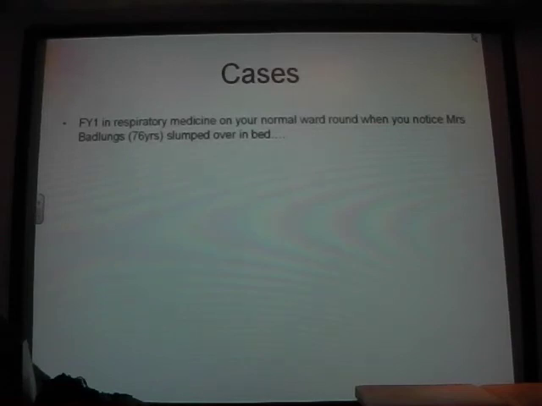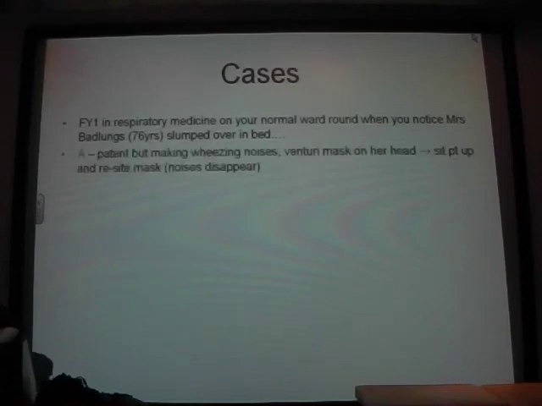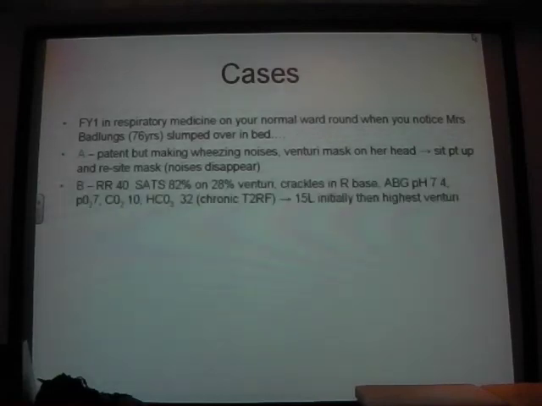So, okay, A. She's got an airway, which is a bit easy. She's got her ventilation mask on her head, which won't be doing her a lot of good. So you're going to do the logical thing, sit her up a bit, put the mask on. She sounds a bit better. But she's got a thick neck, she's hypoxic, and she's on 28% oxygen as well. Have a little listen, she's got crackles in her right base.